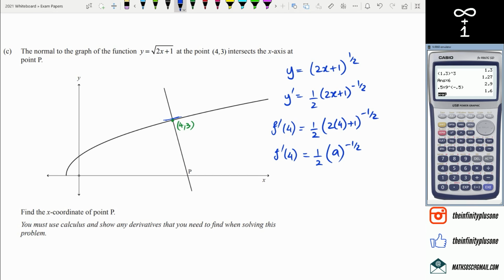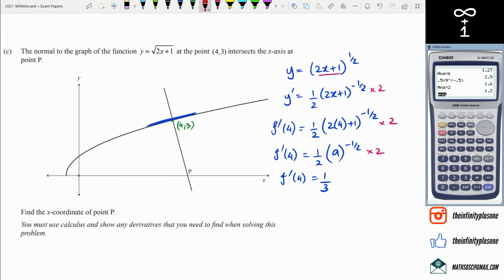I feel like I'm missing something here. Something's not right. I think I know what I missed. Yep, I missed the differentiation of this right here. I've got to multiply this by 2, which means there's got to be another 2 there. That's better. 1/3 is what I'm looking for. So f dash of 4 is equal to 1/3. So 1/3 is the gradient of the blue line right now.